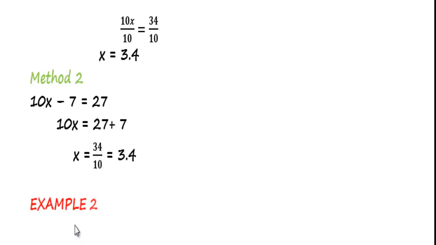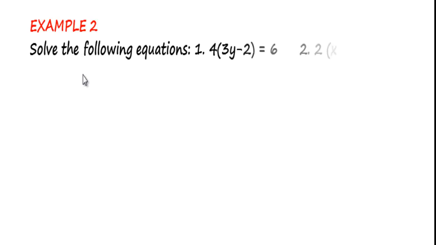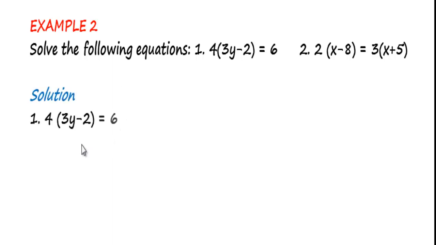So let's move on. Now another example, which is example 2. You can do the rest of the examples using the same method. So we are going to example 2, which is this. Solve the following equations. Number 1, 4 open bracket 3y minus 2 close bracket equals 6, and then number 2, 2 open bracket x minus 8 close bracket equals 3 open bracket x plus 5 close the bracket.